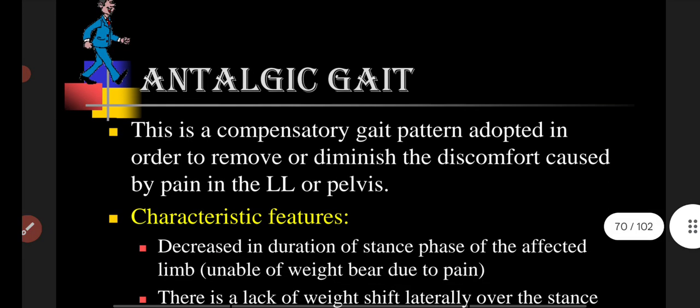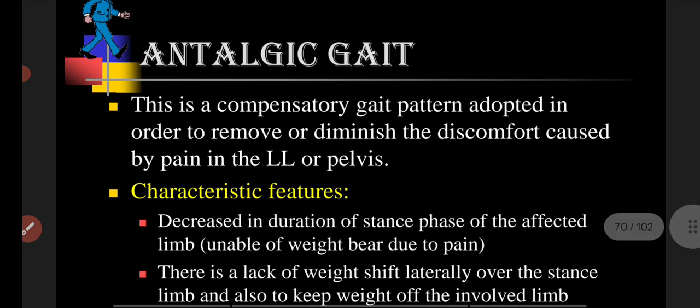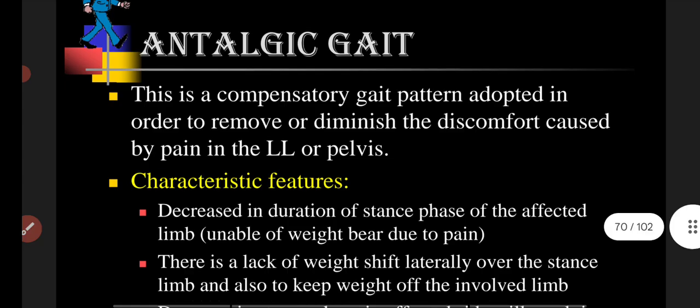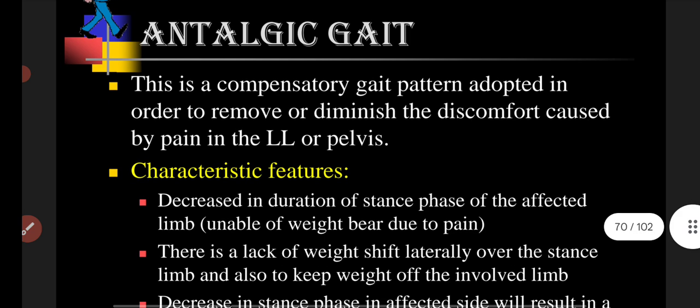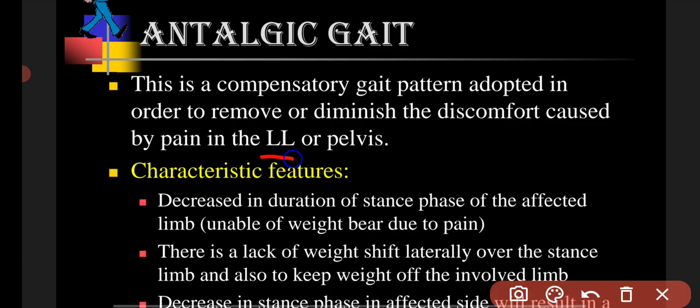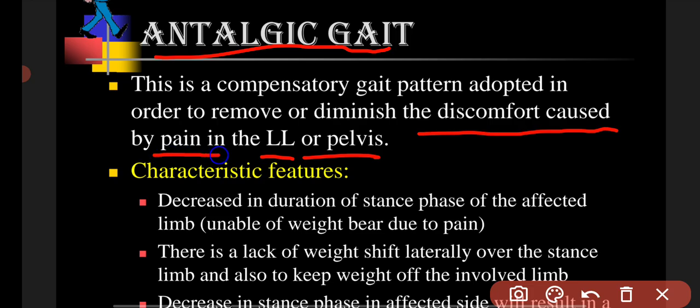So, we will study number one, that is the antalgic gait. Antalgic gait is a compensatory gait pattern adopted in order to remove or diminish the discomfort caused by pain in the lower limb or in the pelvis. Mainly, this antalgic gait occurs due to the discomfort or pain in the lower limb or pelvis.